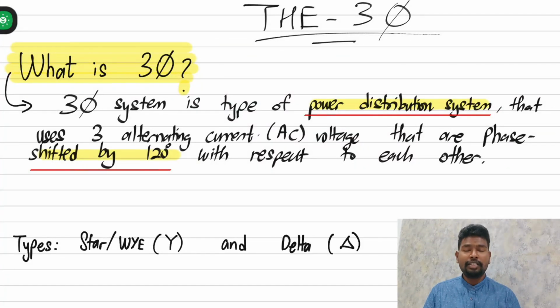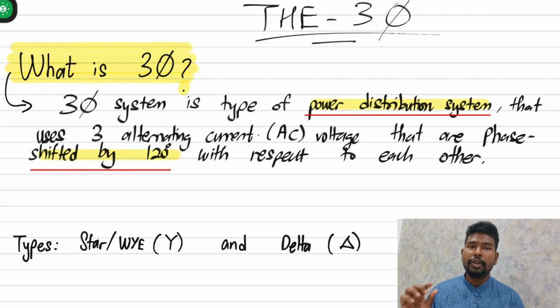So let's dive in. What is a three-phase system actually? A three-phase system is a power distribution system that uses three alternating AC voltage supplies that are phase shifted by 120 degrees with respect to each other. I know it is rather confusing to hear it this way, right? It's okay, as we get along, you will get the concept.